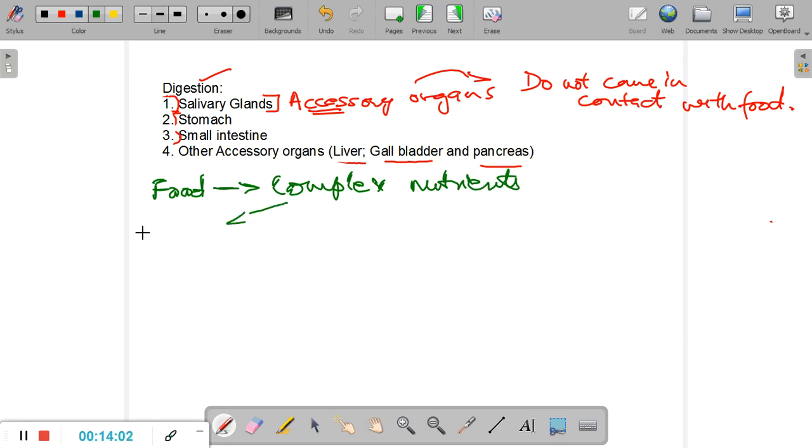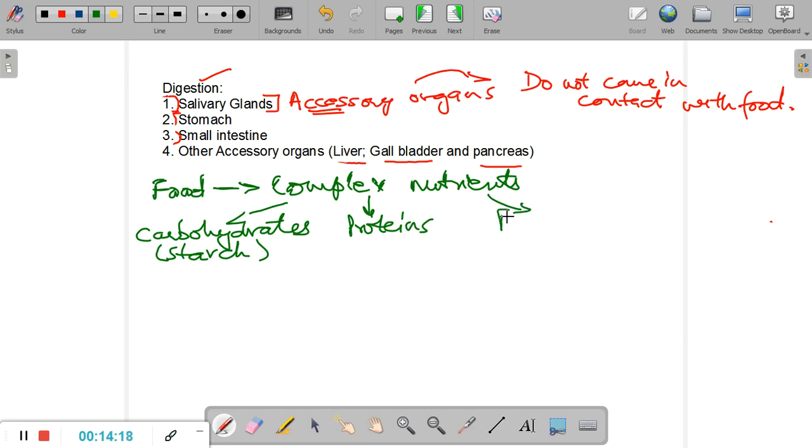We've got complex carbohydrates. An example of a complex carbohydrate is, you must remember, starch. We've got complex proteins, and we've got complex fats. When I say fats, I mean oils, and oils are liquid fats. And then solid fats like ghee and butter. So fats means oils and solid fats like butter and ghee, etc.